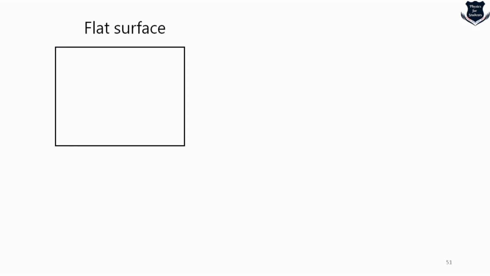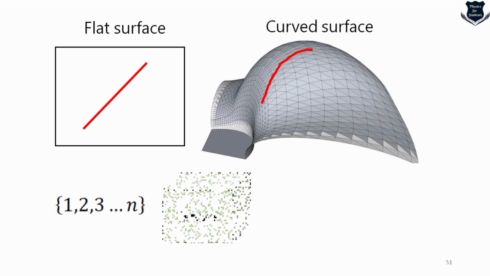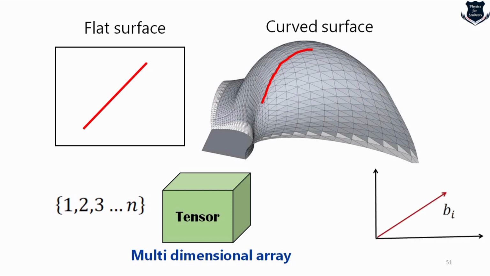So when we take a flat surface like this and try to plot a straight line, it goes like this, no problem. But in case we come out with a curved surface, this line behaves differently and takes a curved line, something like this. So if I take natural numbers 1 to 3 going up to n, then what a tensor actually does is that it creates a multi-dimensional array.